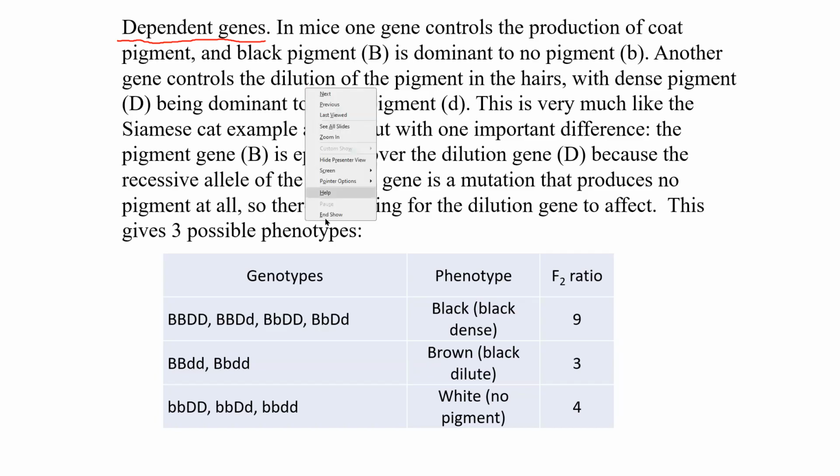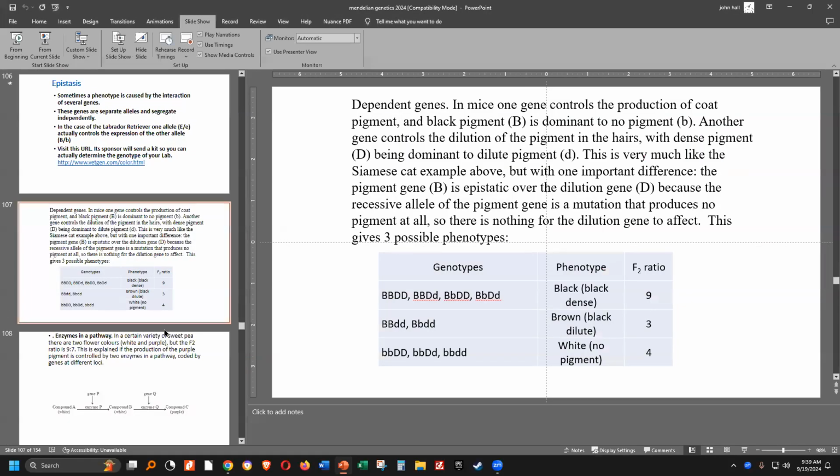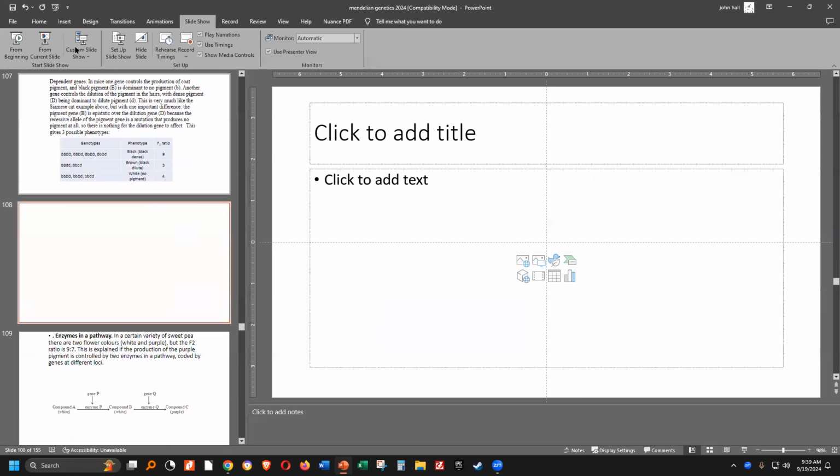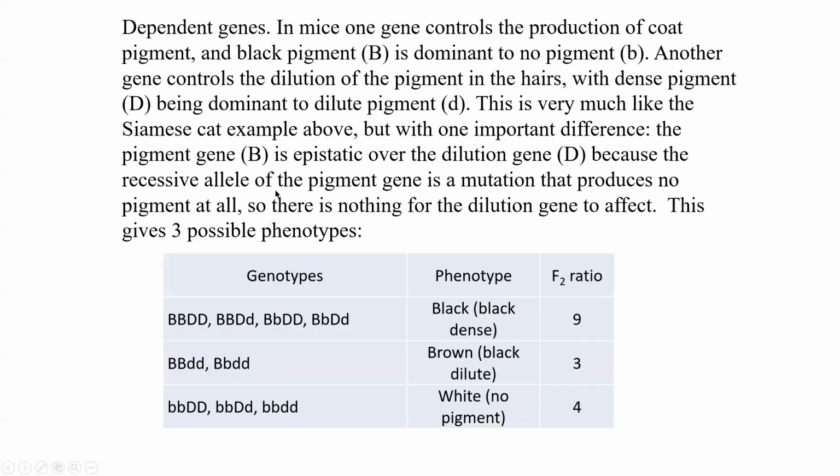Okay, let us use this now, and we're going to do a little Punnett square to see if we can make it make sense, right? All right, so according to this table here, we have two genes. We have gene B and we have gene D.